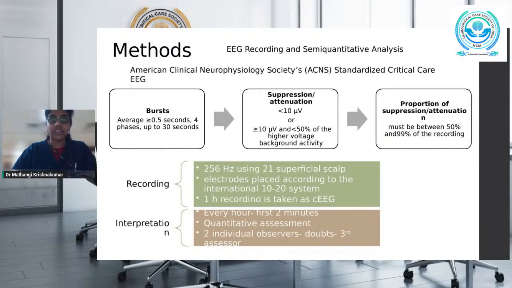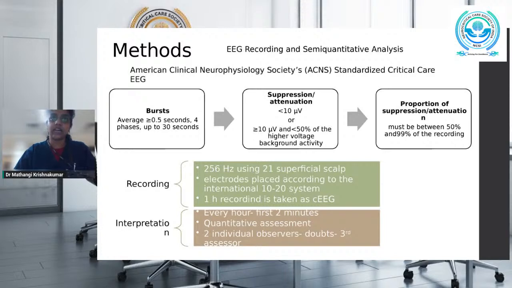All the definitions were by the ACNS, that is the American Clinical Neurophysiology Society Standardized Critical Care EEG guidelines. When you define an EEG in terms of bursts, it has to have an average of more than 0.5 seconds, 4 phases should be there, and up to 30 seconds. And if we define suppression or attenuation, in this study it was defined as either less than 10 microvolts, or if it's more than 10 microvolts, less than 50% of the higher voltage background activity is considered a suppression or attenuation, and the proportion of this should be between 50% and 99%.